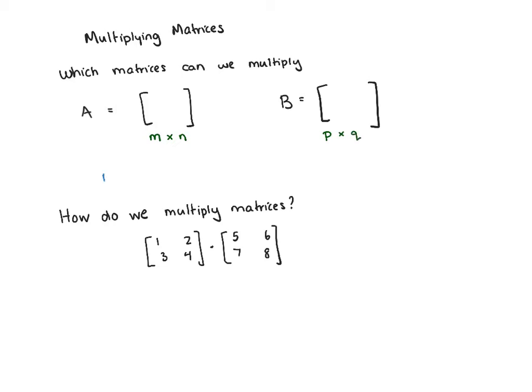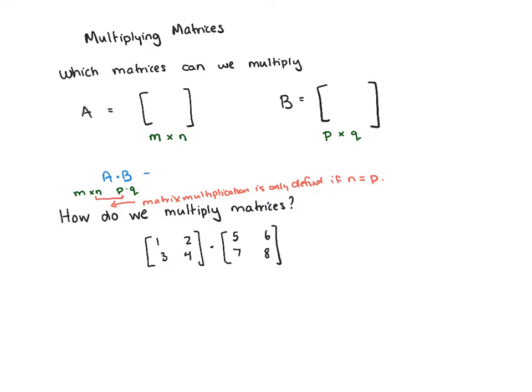So if I want to consider what A times B is, then I need to think about the fact that A is M by N, and B is P by Q. This multiplication is only going to work, similar to the case where I'm multiplying a row and a column matrix, if these two numbers are equal. So matrix multiplication is only defined if those two inner numbers, N and P, are equal.